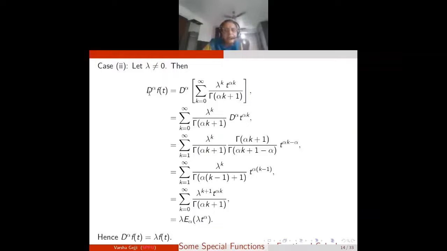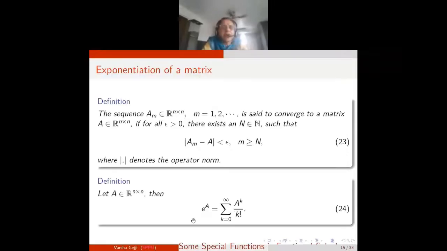Then if you apply D^alpha to f(t), what you get by this rearrangement of terms is lambda E_alpha(lambda t to the power alpha). So in a nutshell, if I take D^alpha of f(t), lambda comes out and you again get f(t), something like an eigenvalue problem. It's a beautiful thing that comes up.